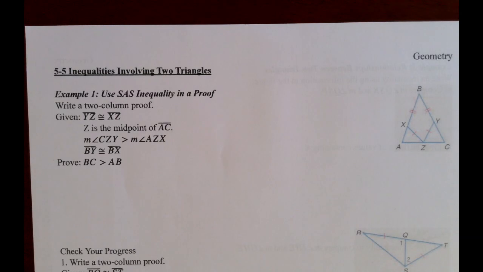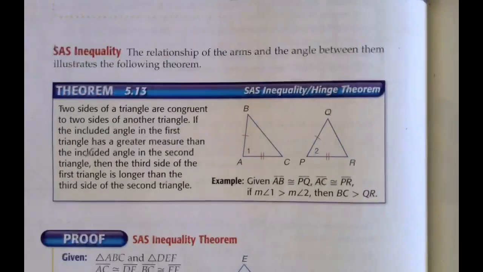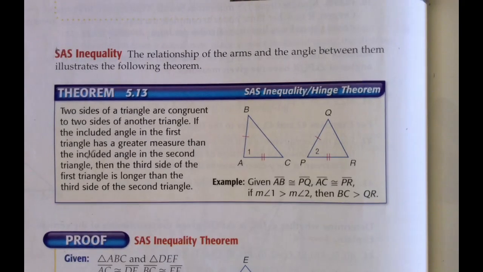Hi guys, so today we're going to be doing inequalities involving two triangles. We're going to start first with the side angle side inequality. This is why it was important that before, I was making you write the congruence postulate or congruence theorem and stuff like that. The reason is because we also have similarity and congruence theorems, and in this case we have the side angle side inequality, or the hinge theorem.